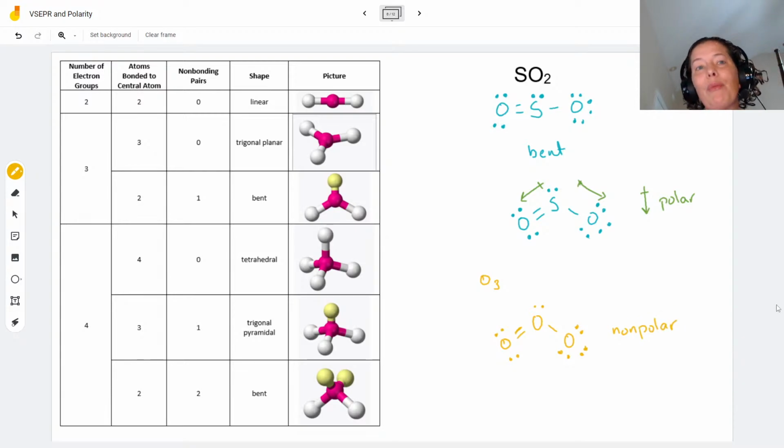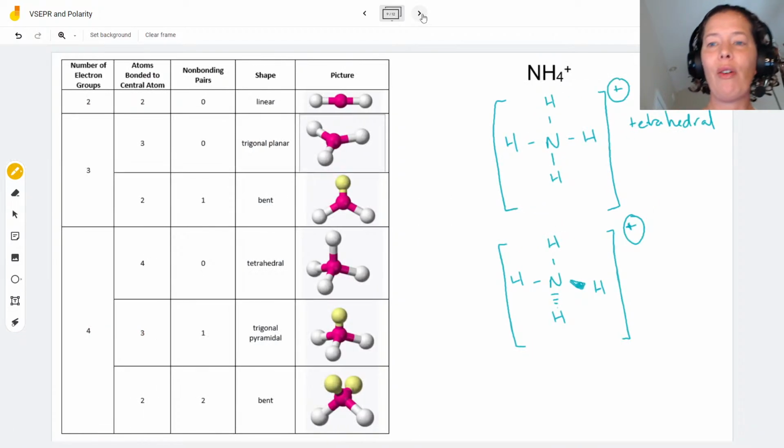So that's sometimes a classic trick that you'll see in problems, is they'll throw ozone in and they want you to do a knee-jerk reaction and say, oh, it's bent, it must be polar. But in this case, no, it's not polar because you don't have any polar bonds. Okay, any questions about sulfur dioxide or ozone? All right, great. We can go on to our next one.